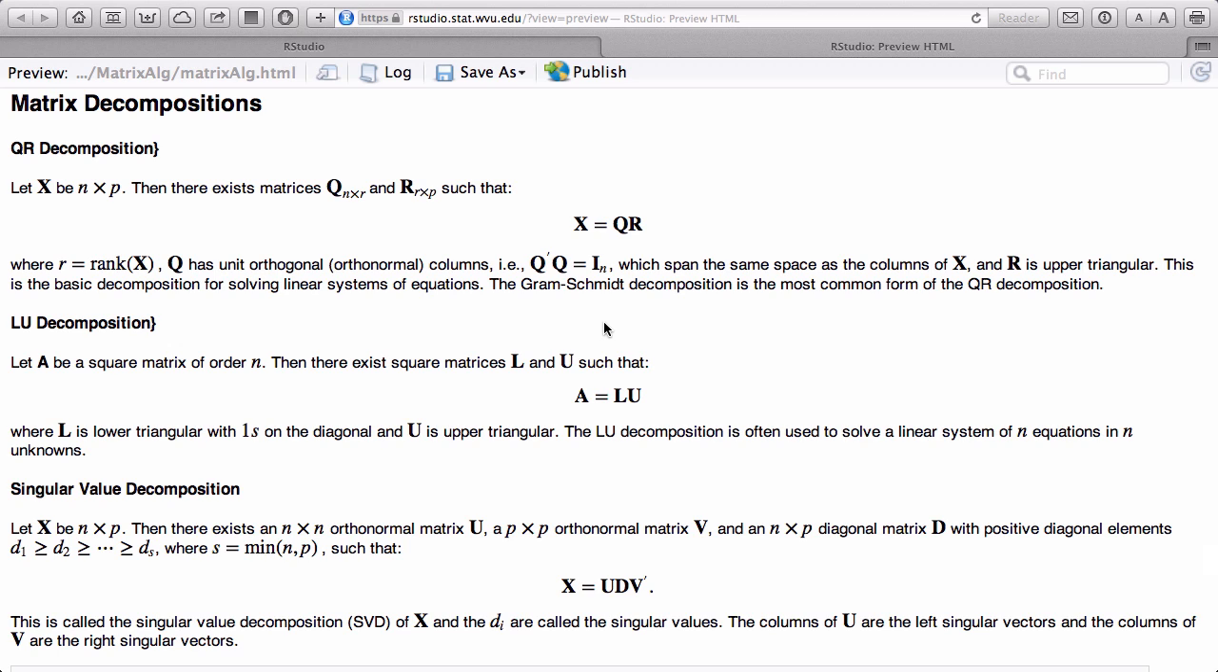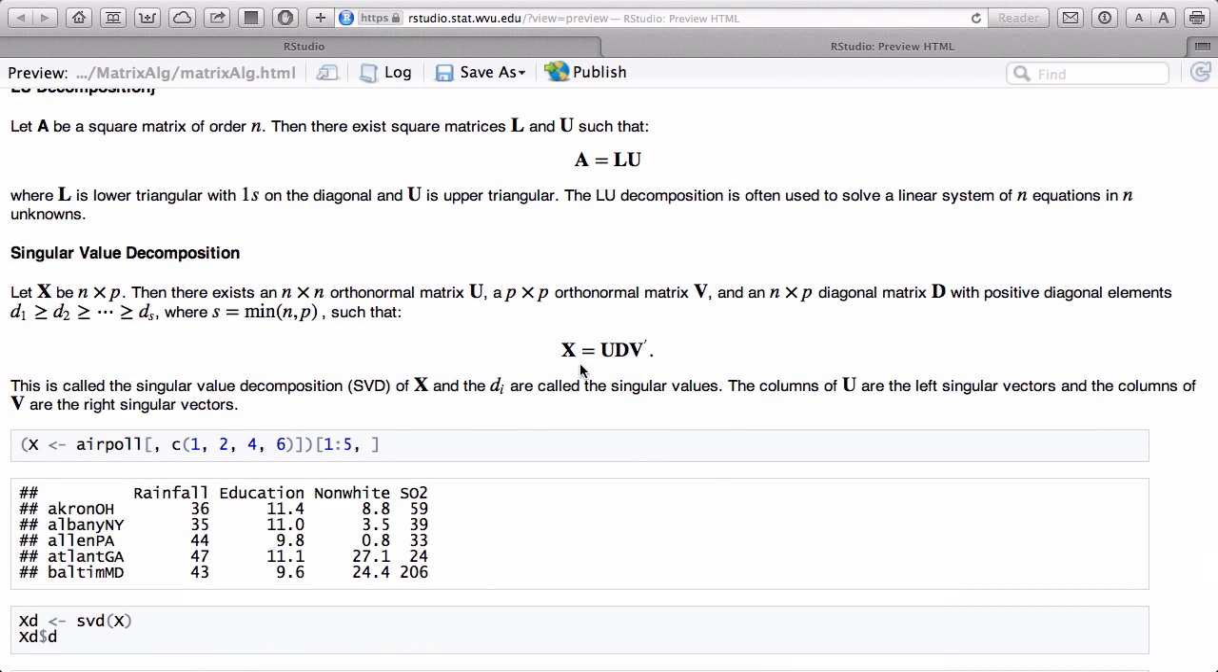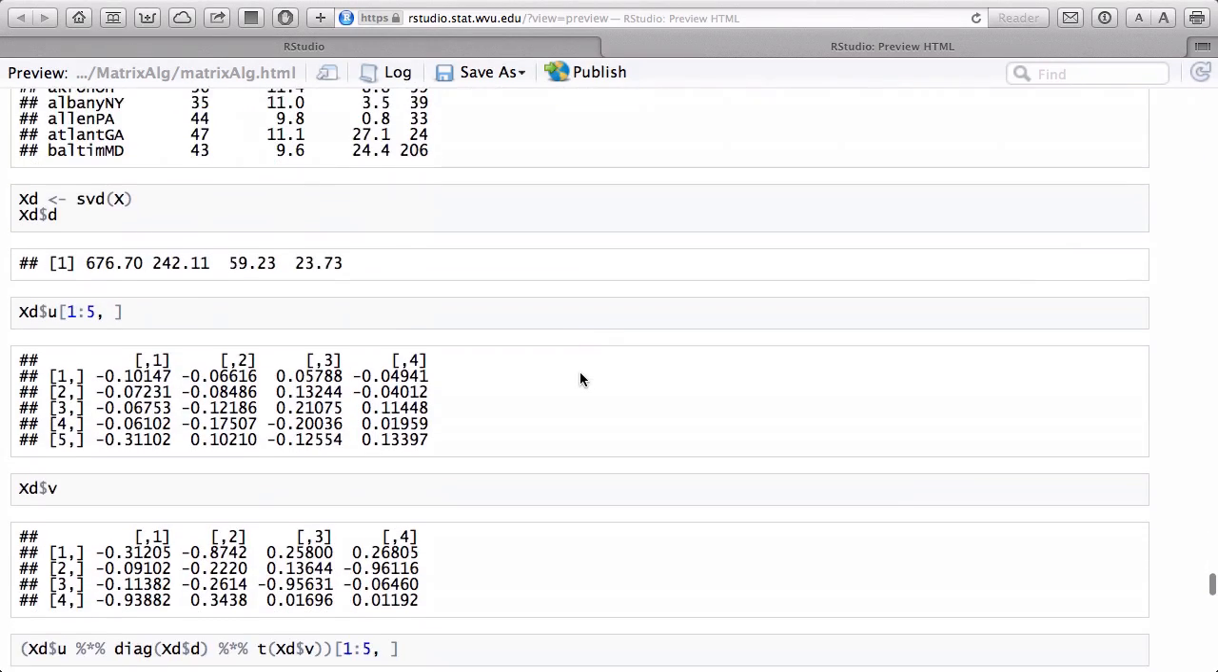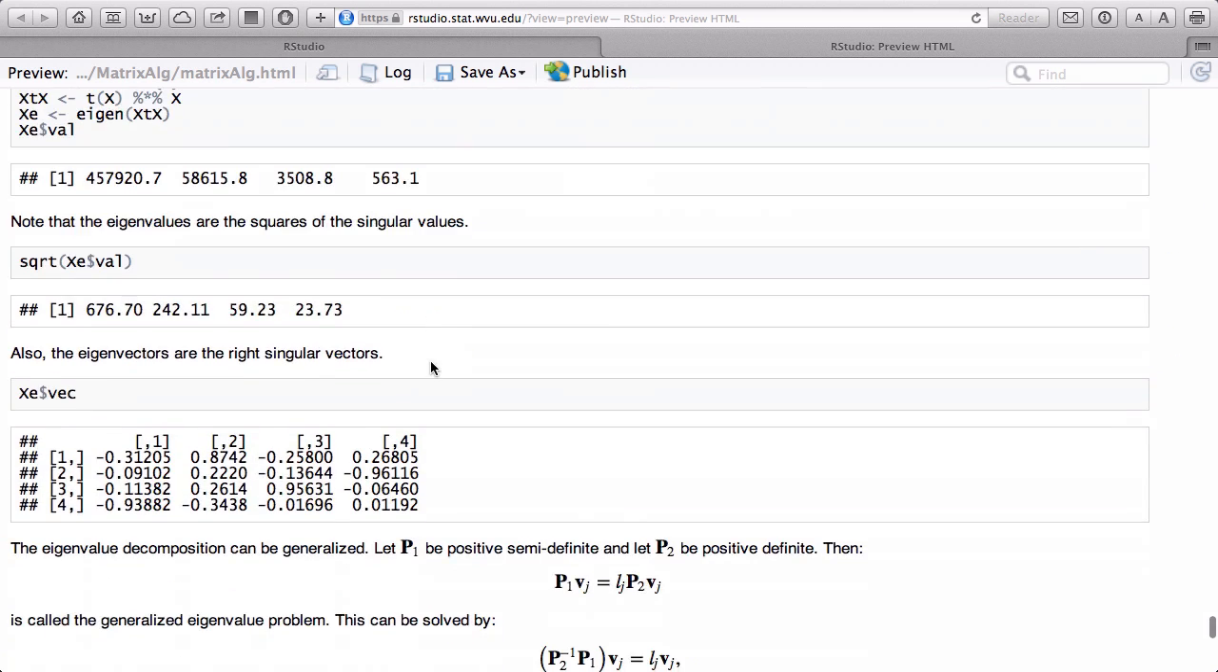Another type of decomposition is the LU decomposition, where L is a lower triangular matrix and U is an upper. And then one of the most important topics in stat is the singular value decomposition, and it underlies a lot of the multivariate techniques. And then the eigenvalue decomposition. If you're studying collinearities in models, then singular values and eigenvalues are the principal tools you use to do that.